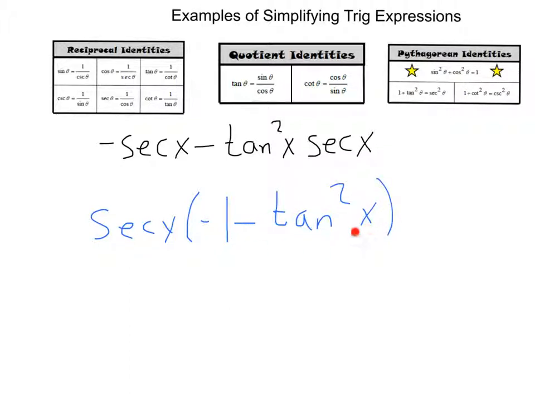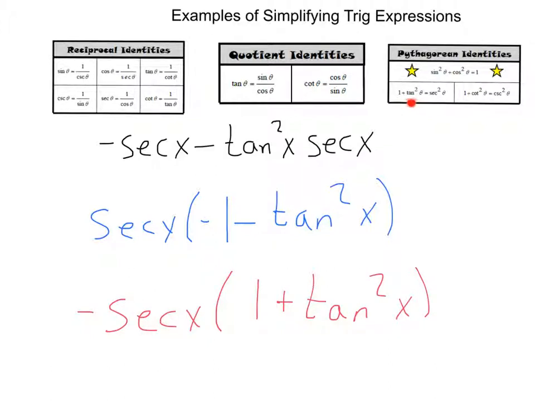From here, inside my parentheses, I have a negative 1 minus tan squared x. This should remind me, since I have a 1 and a squared trig function, of my Pythagorean identity involving 1 and tangent, which is 1 plus tangent squared x equals secant squared x. Here I have negative 1 minus. So what happens if we factor out a negative? I'm going to change this to negative secant x. That's going to leave me with 1 plus tangent squared x.